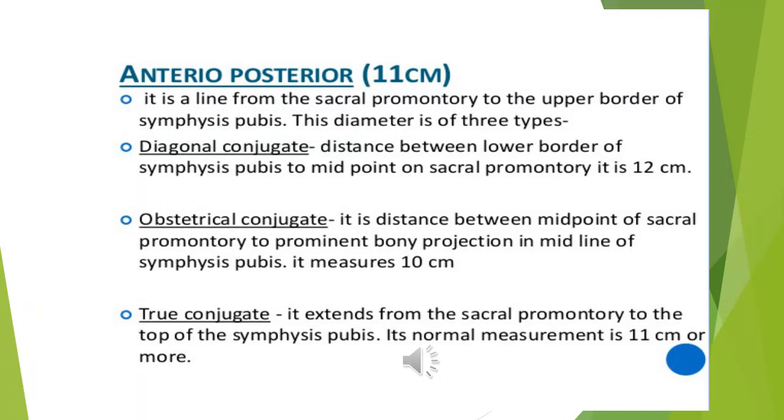The true conjugate is from the midpoint of the sacral promontory to the upper border or the top of the pubic symphysis. So just keep this in mind. There are anteroposterior diameters. In addition to the anatomical conjugate, you can consider this in three ways. Three types are there: diagonal conjugate, obstetrical conjugate, and true conjugate.